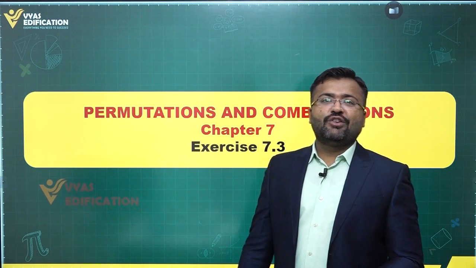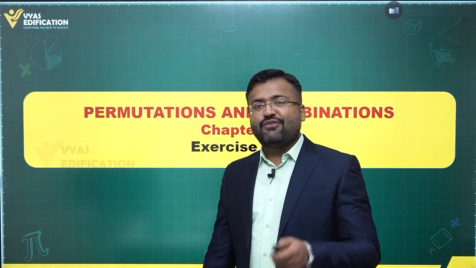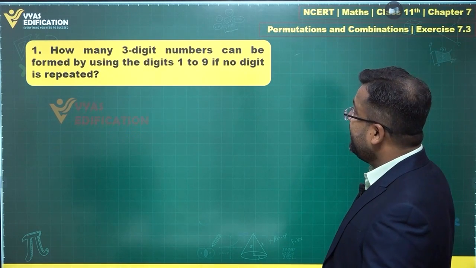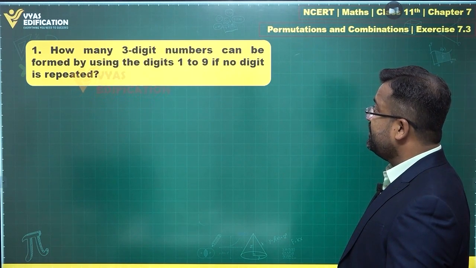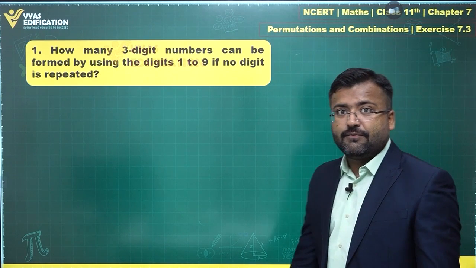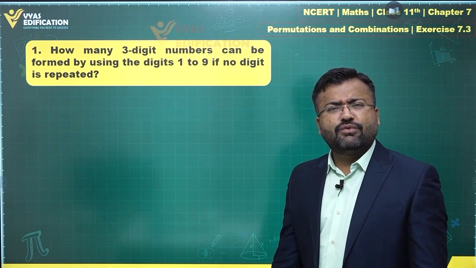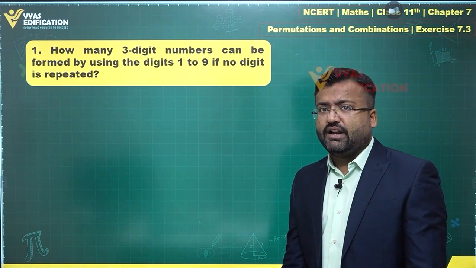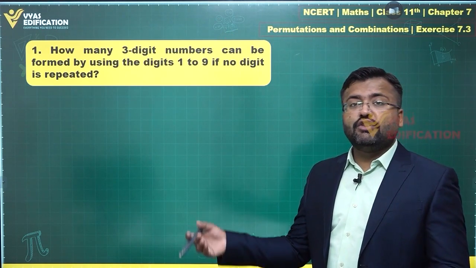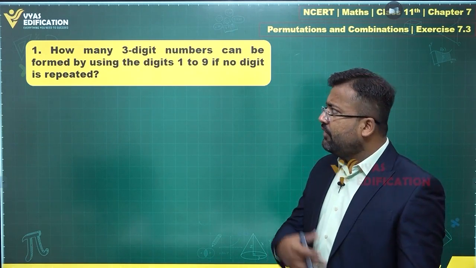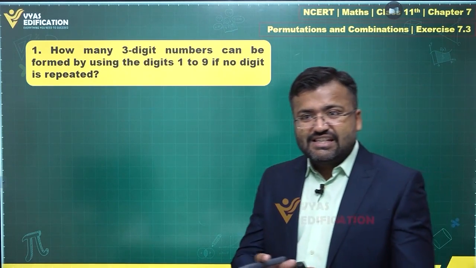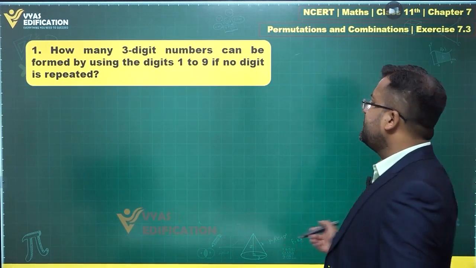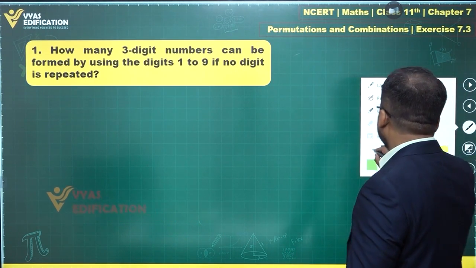And yes, let's not waste any further time to move on to the first question of this exercise, which says, how many 3-digit numbers can be formed by using the digits 1 to 9 if no digit is repeated? Now this question is similar to the fundamental theorem of principle questions which we solved in exercise number 1, right? We can use similar ideas or we can use ideas of permutations. Now personally, I would always prefer in such questions, you can always use fundamental theorem wherever required, right? Let's try to use fundamental theorem and see where that takes us.